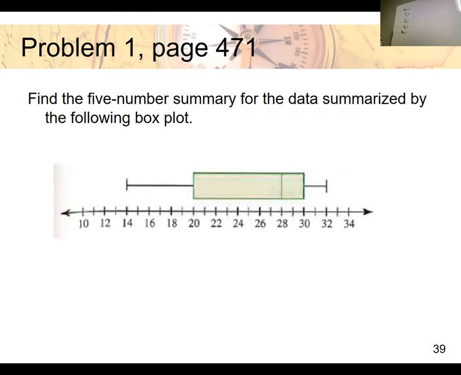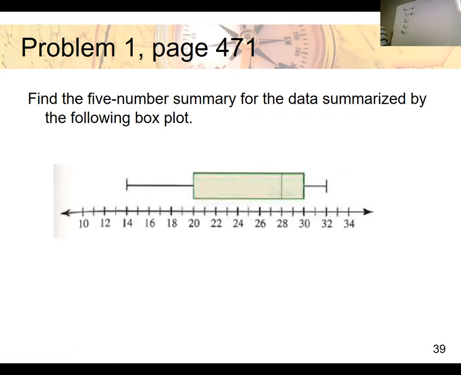So what would be the minimum here? It'd be 14, because here's this line right here, which is our extreme value on the left. That's 14. That's your minimum. And what would Q1 be? It'd be 20. This is the first line in that box, and it corresponds to the number 20.